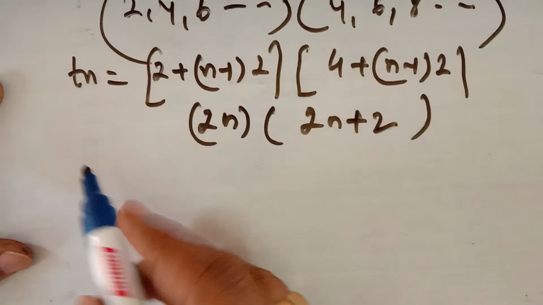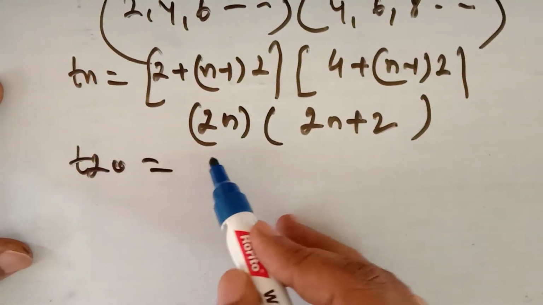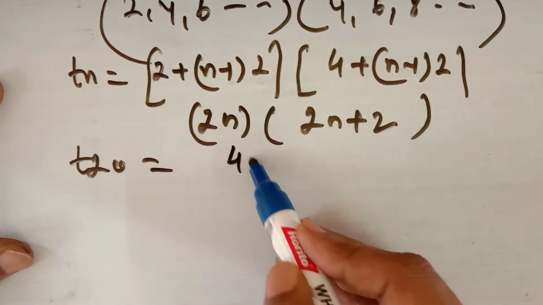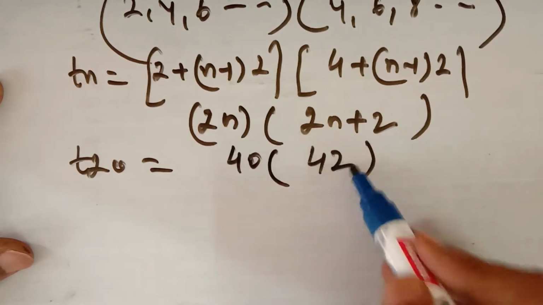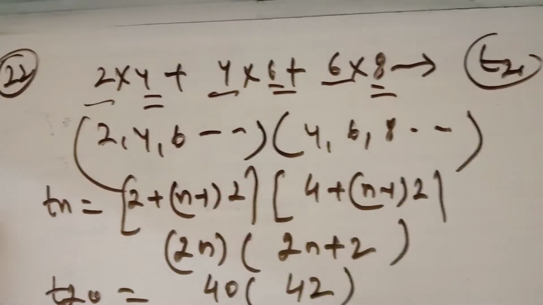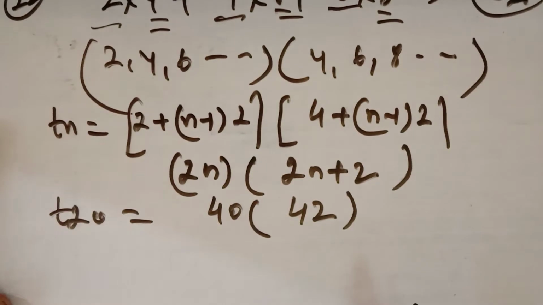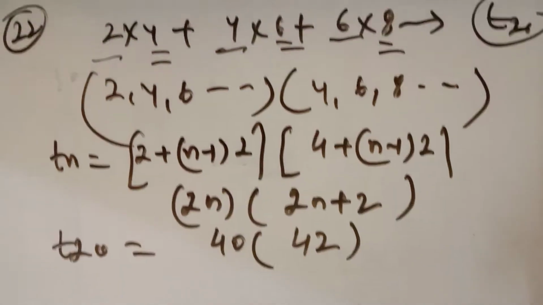So you have to find its 20th term. The 20th term will be, replace n by 20, it will be 40 and 42. It will be its 20th term. So somewhat easy question it is. Special sequence: you first of all find its nth term and replace n by 20.